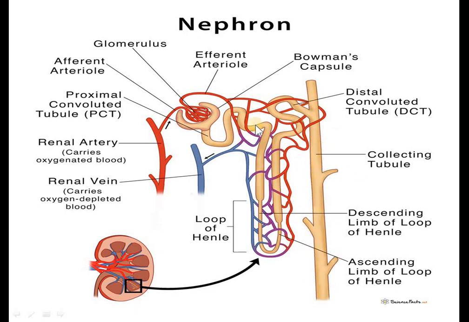Okay. Now this is the anatomy of your nephron. So you can see now it is your artery. The artery will divide into small blood vessels again, known as arterioles, and these are the arterioles which go towards the glomerulus.